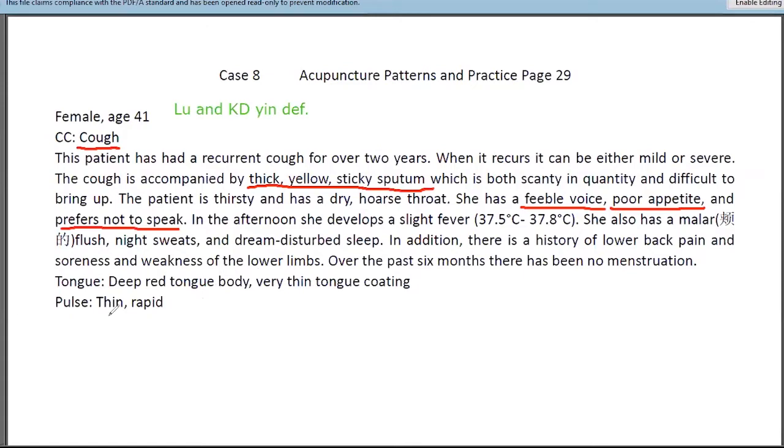So basically, this rapid pulse is the basic kind of pulse. And the dark red tongue body with a little bit of thin tongue coating is the basic kind of tongue. So the whole picture is a cough with sticky quality and difficult to come out. That kind of lung still belongs to deficiency. Sometimes it is even possible to have a little bit of blood coming out. Dream-disturbed sleep, we talk about that as internal heat symptoms. And the lower back goes to the kidney. And the weakness of the lower limbs goes to the kidney.